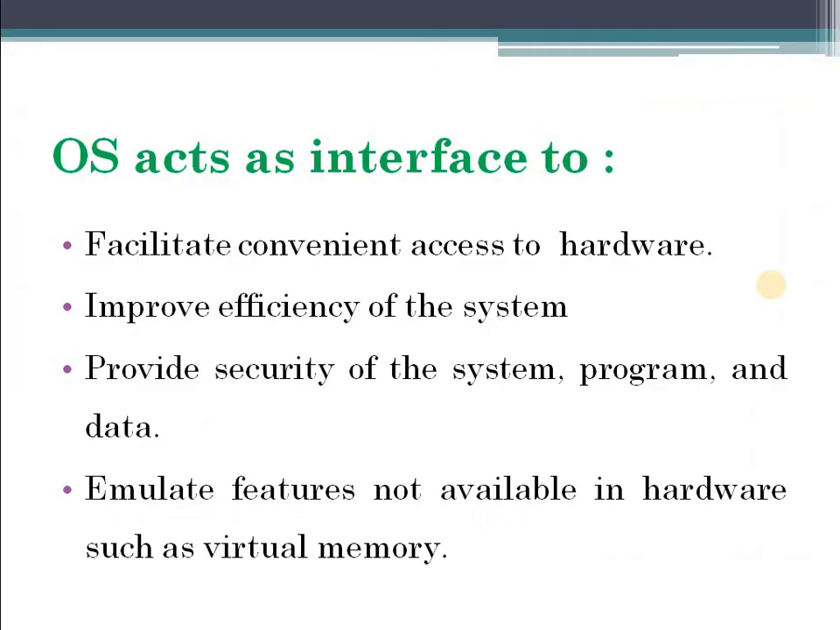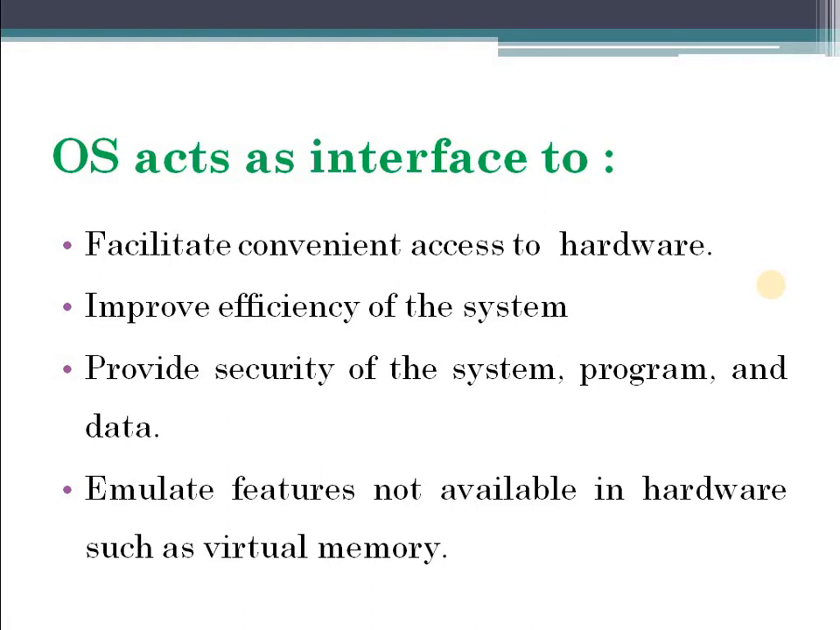Now, operating system acts as an interface. What is the need of operating system? This topic is under that heading. So the need of operating system is that the OS provides the interface to the user, and the interface is provided for what? To facilitate convenient access to hardware. So whatever hardware devices are available inside the computer, we can use conveniently, we can use easily. Interface to improve efficiency of the system. The efficiency of the system is improved with the help of the operating system.